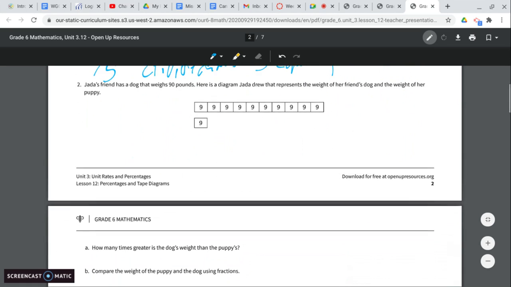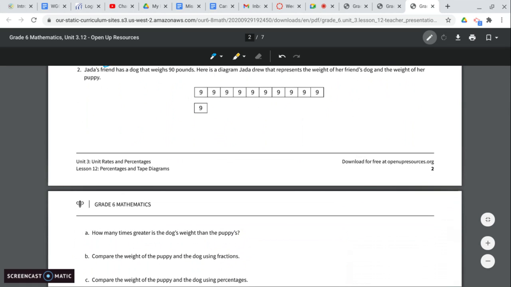All right, Jada's friend has a dog that weighs 90 pounds. Here's a diagram Jada drew that represents the weight of her friend's dog and the weight of her puppy. How many times greater is the dog's weight than the puppy's? So this one is representing her puppy, and this is the friend's dog. Sorry, I know that's really hard to read.